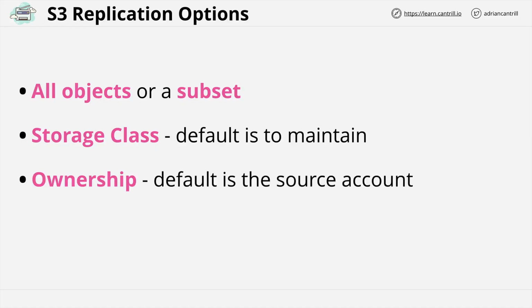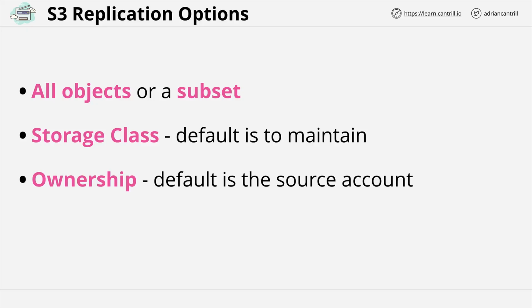Now you can also define the ownership of the objects in the destination bucket. The default is that they will be owned by the same account as the source bucket. Now this is fine if both buckets are inside the same account. That will mean that objects in the destination bucket will be owned by the same as the source bucket, which is the same account, so that's all good.